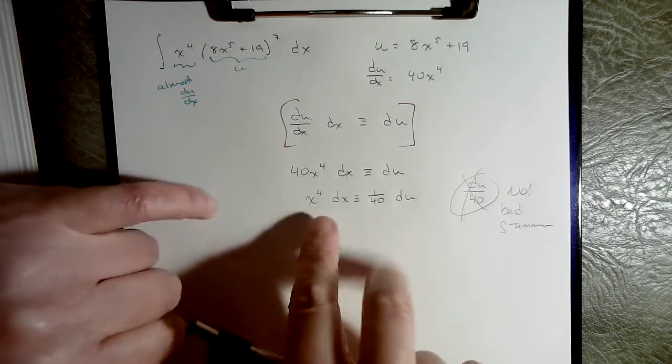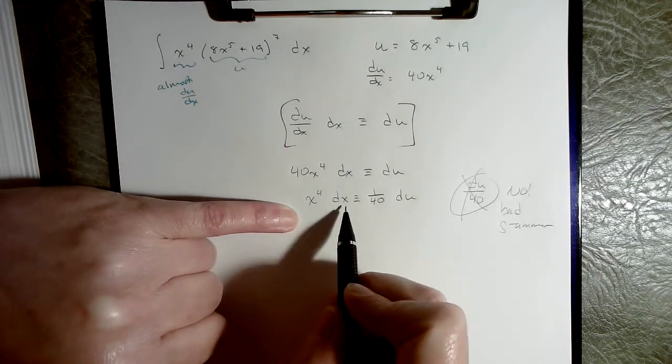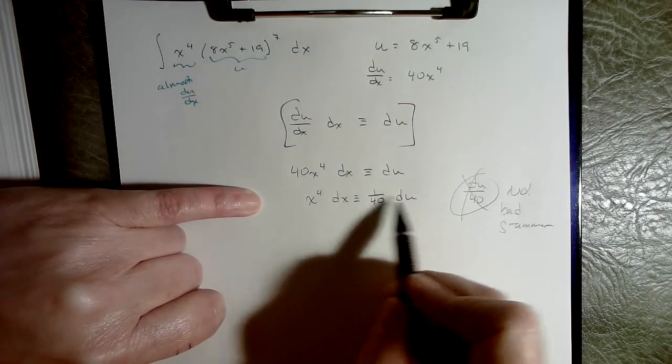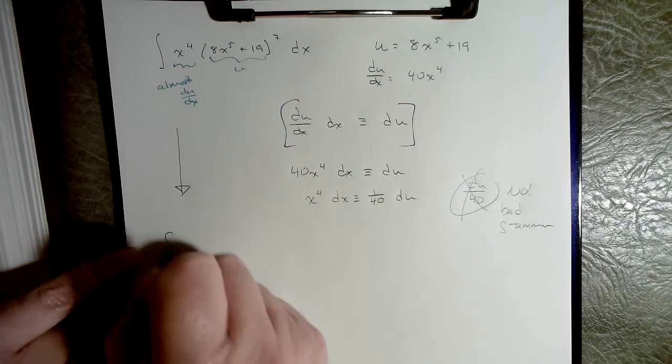Okay, so this is where we need to be. I have an x to the fourth. I have a dx. That's all going to come out, not just for a du, but I'm going to have to throw in a 1/40th as well, along with that du. No problem. Here we go.